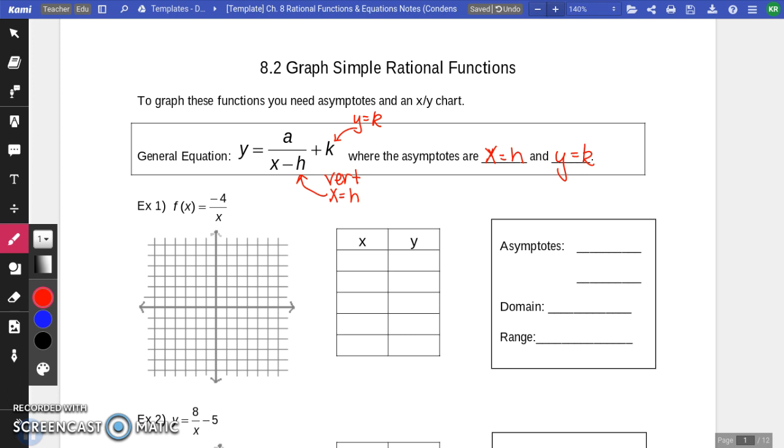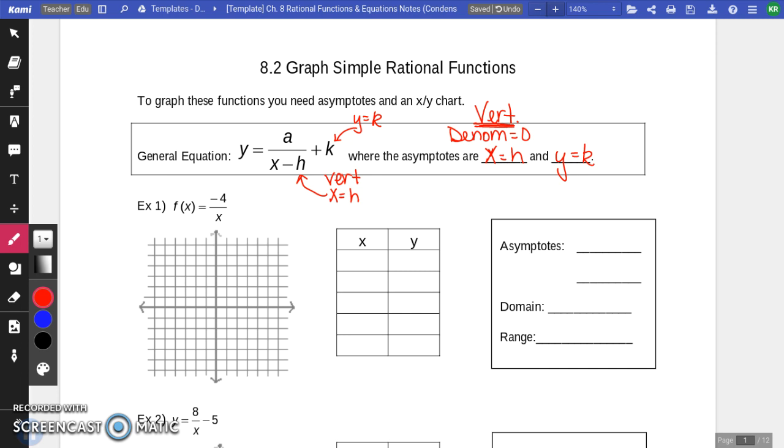So besides x equals h for your vertical asymptote, we're going to think about this as putting your denominator equal to 0 and you solve, and that will give you your vertical asymptote. That works on any rational function, not just this form of the equation but all forms of rational functions. Now the horizontal asymptote, you're going to have to remember y equals k.